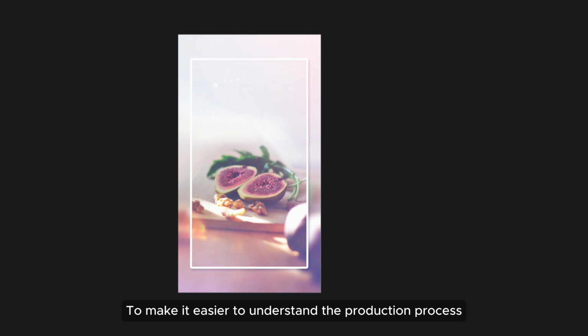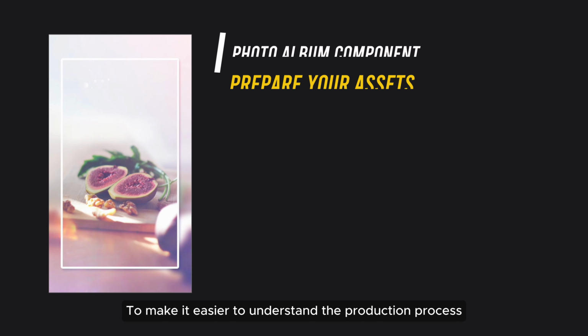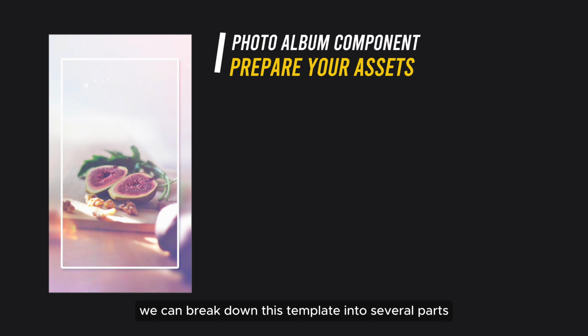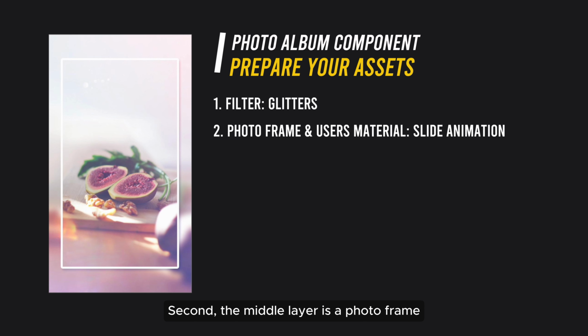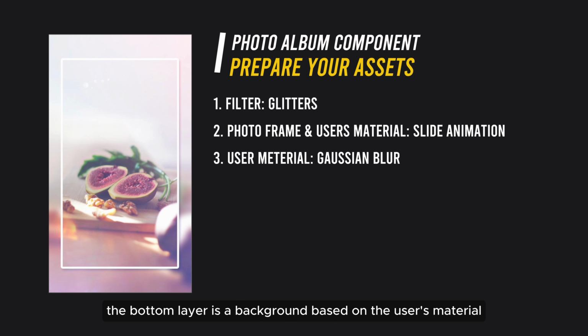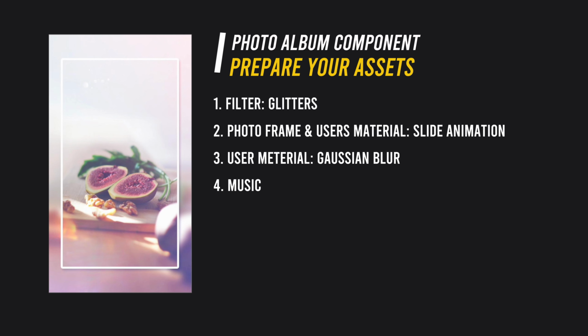To make it easier to understand the production process, we can break down this template into several parts. First, the top layer effect is the filter. It includes a flash and glitter effect. Second, the middle layer is a photo frame that contains the animation of the user's material. Third, the bottom layer is a background based on the user's material, with a blur effect added. Fourth, we need to add music to the photo album.